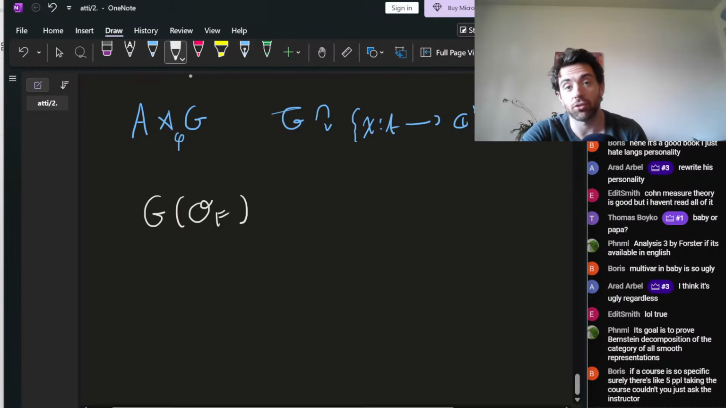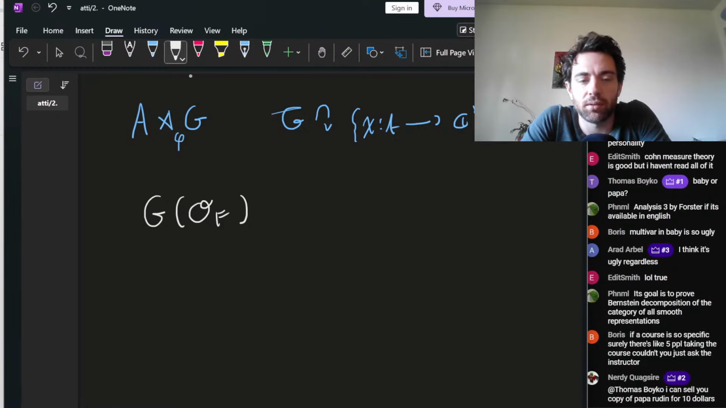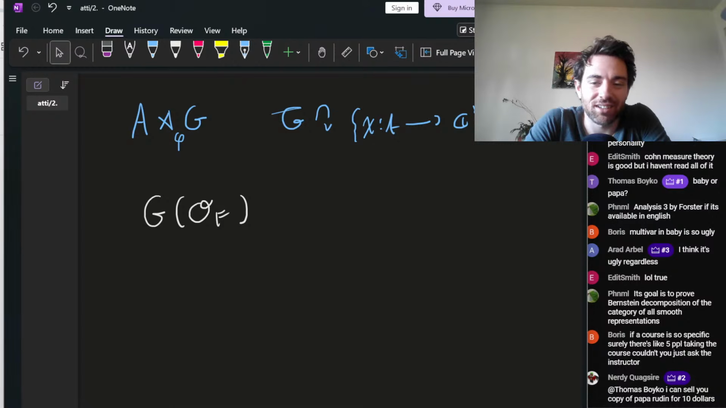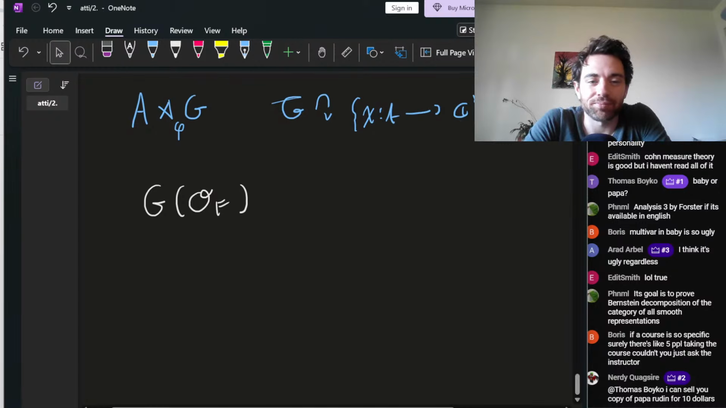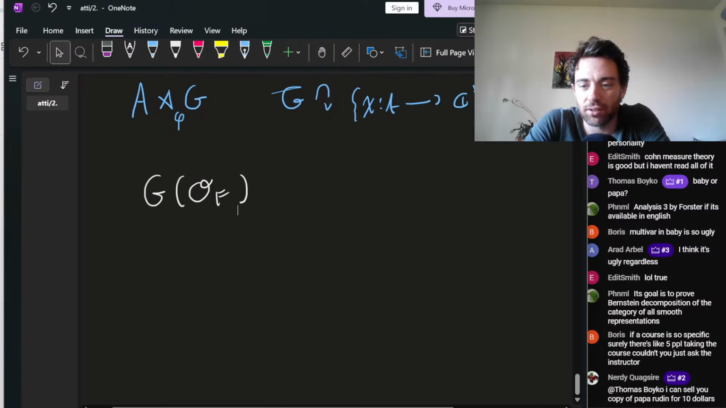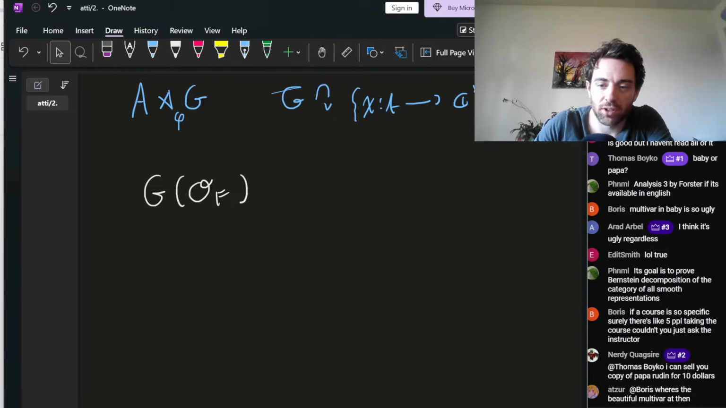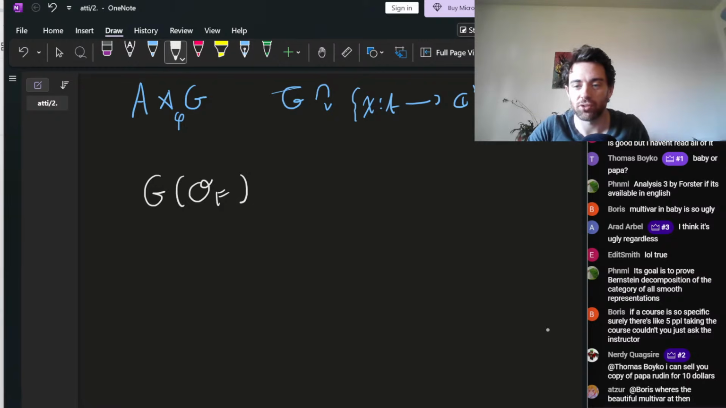Well, that's very cool. You should go check out Bernstein's notes, and they're made by like Rumelhart or something. I wish there was a nice reviewed, typo-corrected version of those notes, but who's going to do that? You should go read those notes, though. Bernstein decomposition is cool. If the course is so specific, surely there are like 5 people taking the course. That's true. Ask the instructor. But come on, we love talking about reductive p-adic groups on this stream.